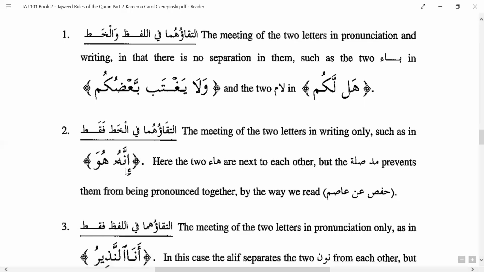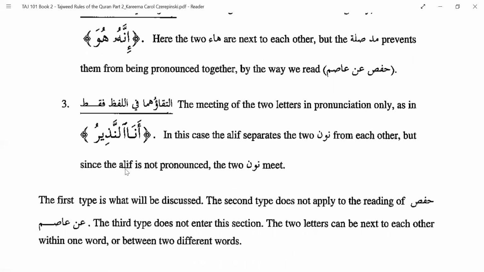This is in Hafs and Asim. And the other is where two letters meet when you're pronouncing, you will make them join, but writing wise, they don't join. Like for example, here the two noon. Ananadir. So anan, after noon, you're hearing the next sound of noon. So both are noon, na sound. But if you see the writing, there is an alif, a hamzatul wasl, a lam. There are three things between them.